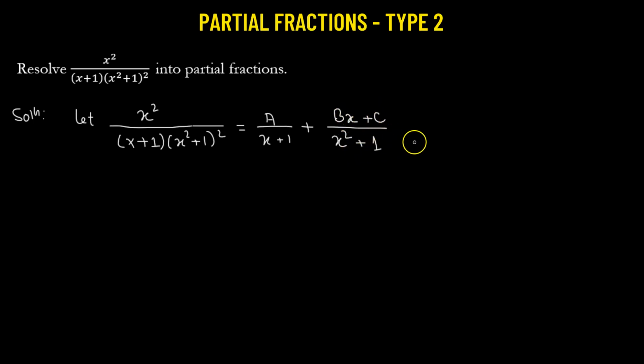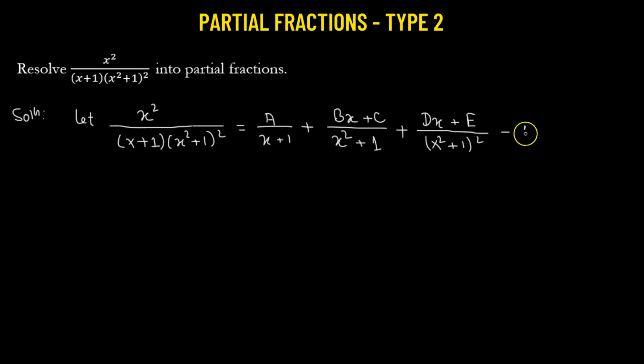However, x squared plus 1 is repeating twice, so we'll again have to consider a third partial fraction where the denominator is going to have the factor (x squared plus 1) whole squared. Again, x squared plus 1 being a quadratic factor, its numerator is going to be of the form dx plus e. So this is how we can resolve the given rational fraction into its constituent partial fractions. That means we have to find the values of a, b, c, d and e, the five unknowns, and that's going to help us obtain the required partial fractions.